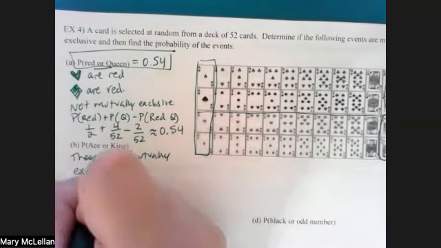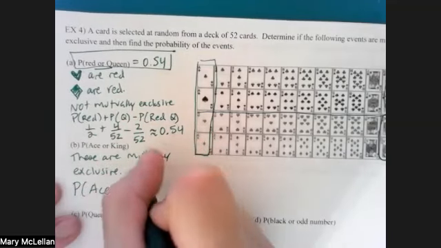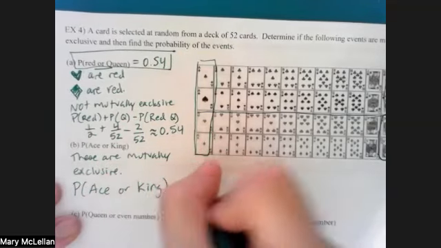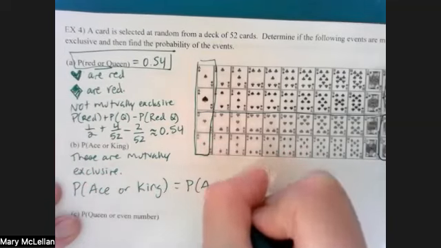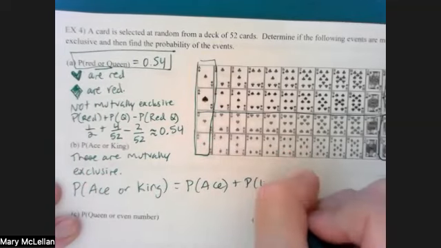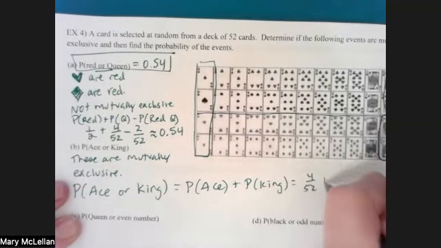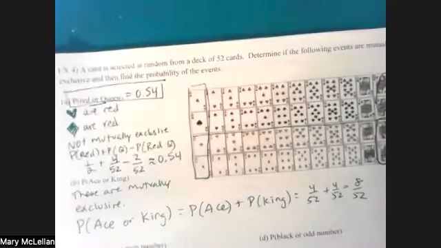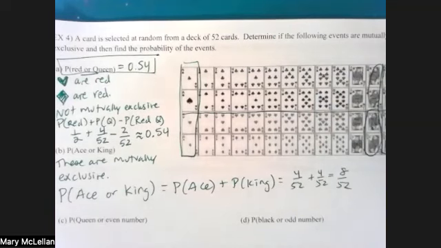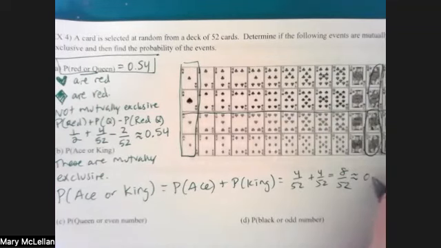Since they're mutually exclusive, to find the probability of ace or king is just going to be the probability of ace plus the probability of king, which is 4 out of 52 plus 4 out of 52, which is 8 out of 52. And I put that in my calculator, and I get about 0.15. Next problem.